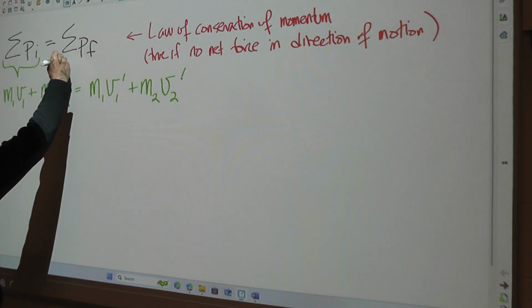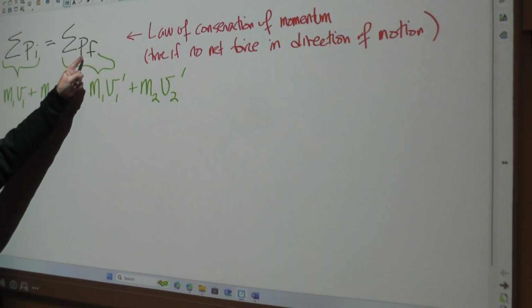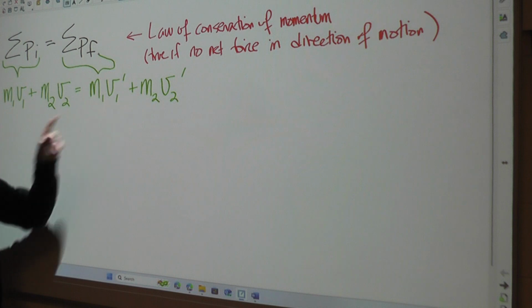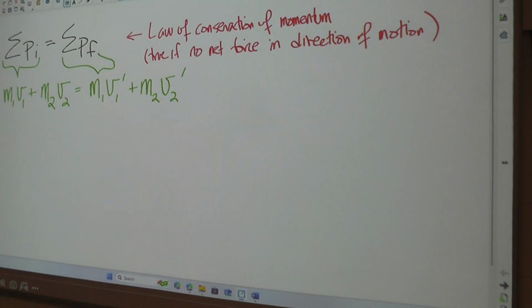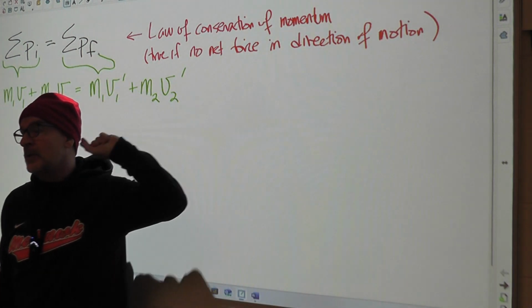So that is our sum of momentums of our system later. This is true when we have two objects interacting and there's no net force in the direction of motion of either of those objects.